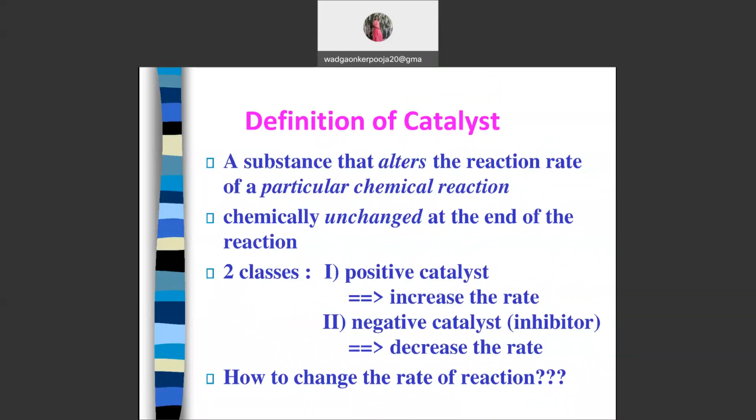Such catalysts that increase the rate of reaction, we call them the first type, which we call a positive catalyst. What do we call it, beta? A positive catalyst, and that type of catalyst is nothing but a positive catalyst. And now after this, this positive catalyst can increase the rate of reaction. Are you understanding my point?